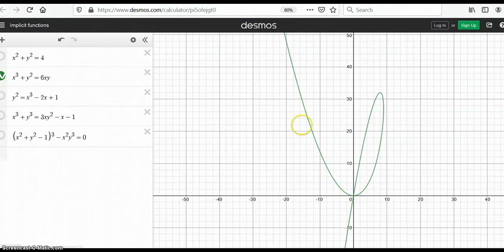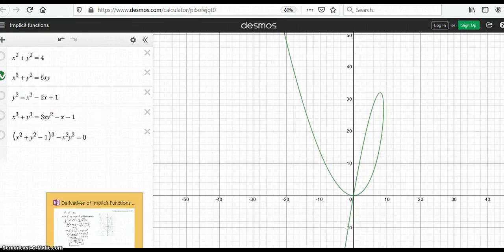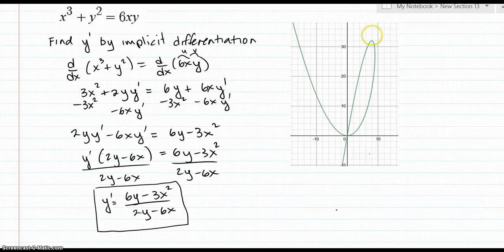So I'm going to go ahead and copy this graph from Desmos and check out some points with our derivative. So let's put that on the other page. I'm going to first go ahead and look at this point. It looks like it's right on there. That looks like it's the point (8, 32). We can check it and see if it works. It does.